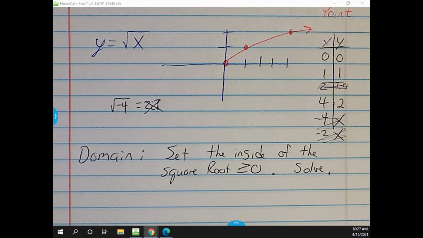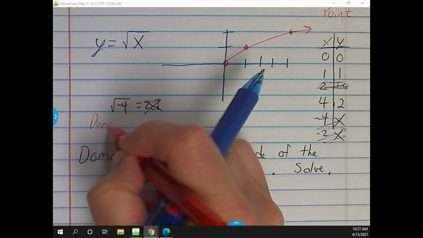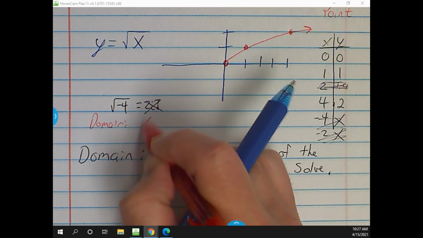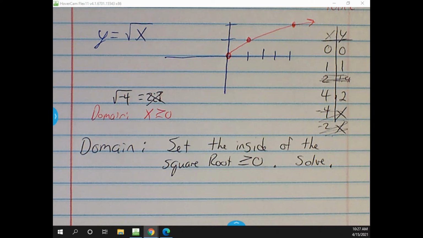Okay, and we'll do that on some other problems, because for this problem, we can go ahead and do it here. If we were doing domain on this problem, you would take just x greater than or equal to 0, and there's no solving on that one because you've already got the x by itself. So that one would be it.